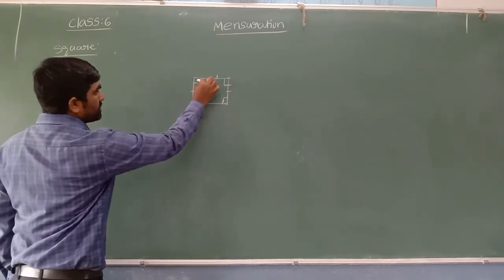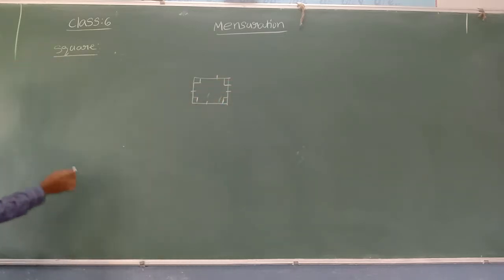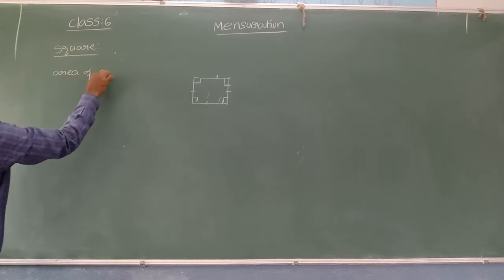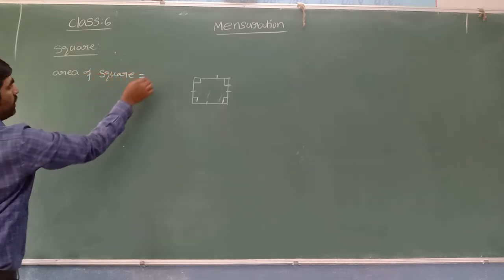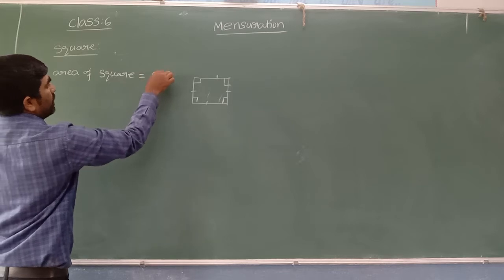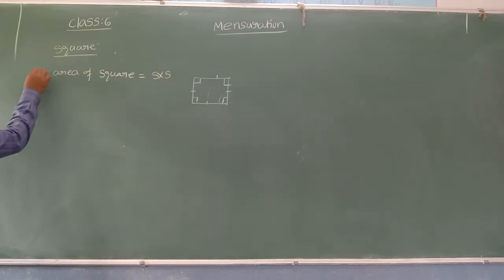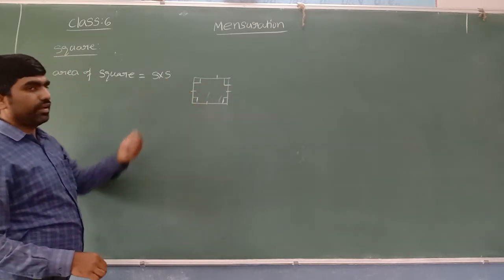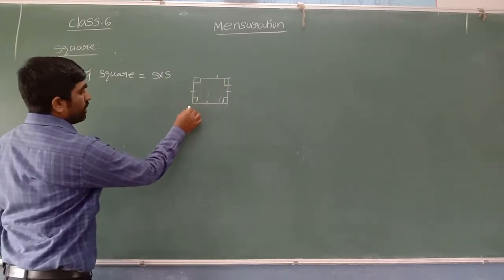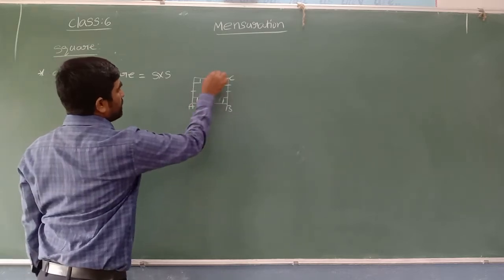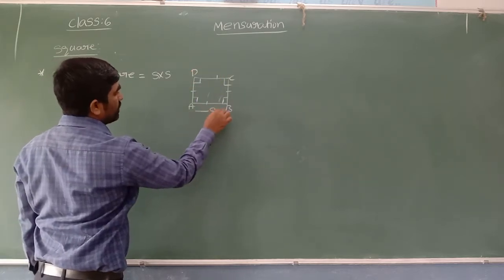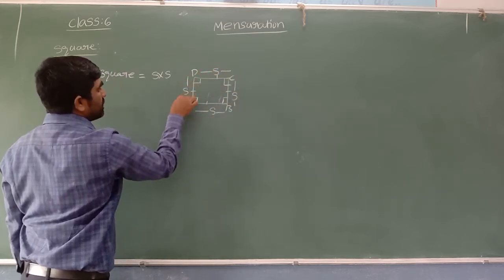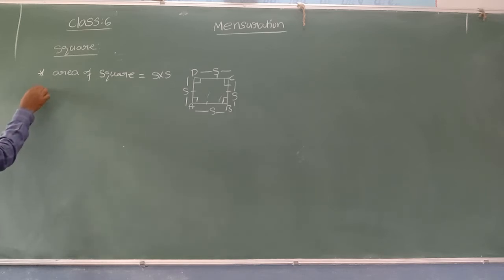If you want to know the inside place of the square, the area of the square, we have a formula. Area of square is equal to what? Side into side. Area of the square is side into side. Here all the sides are equal, so we can take the length of any side. Suppose the vertices are A, B, C, D. Length of AB is S, BC is S, CD is S, DA is S. So to find the area, S into S.